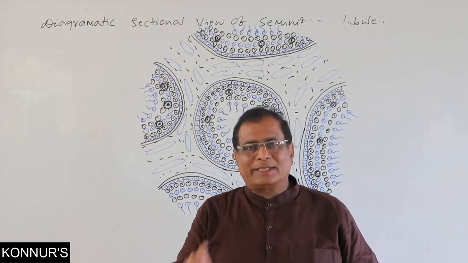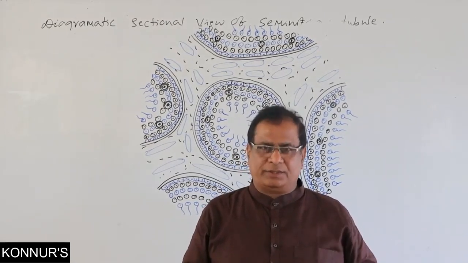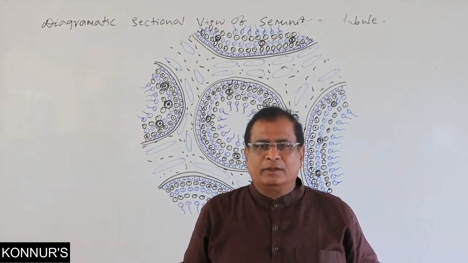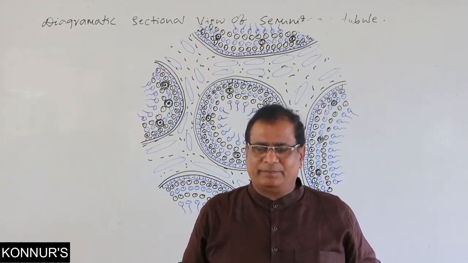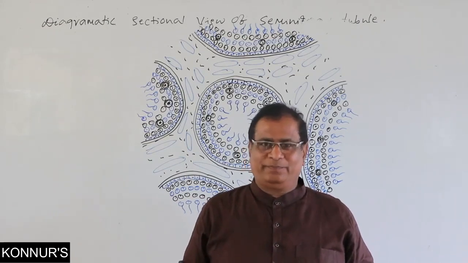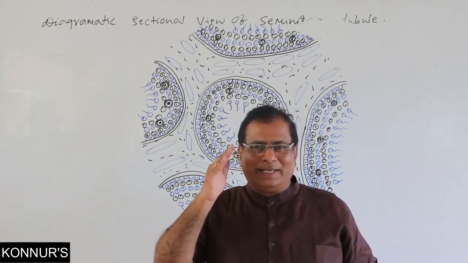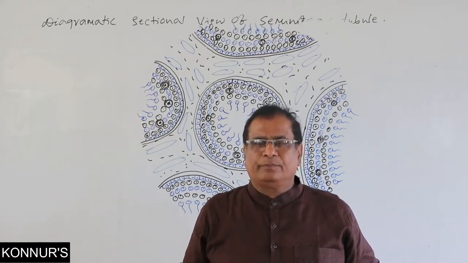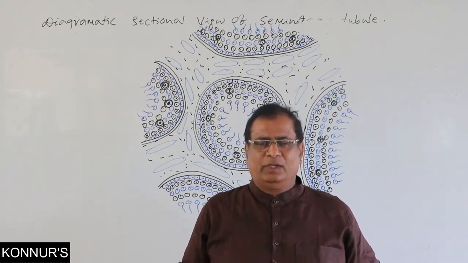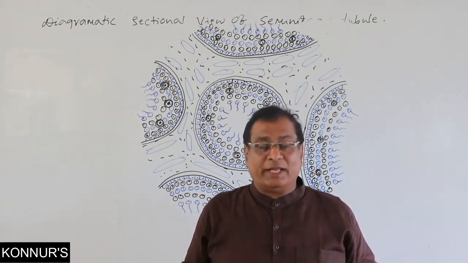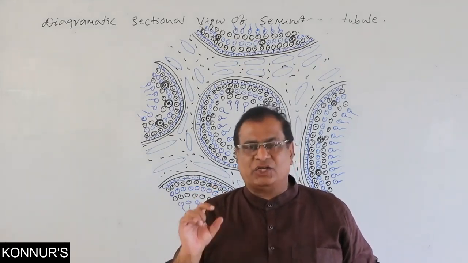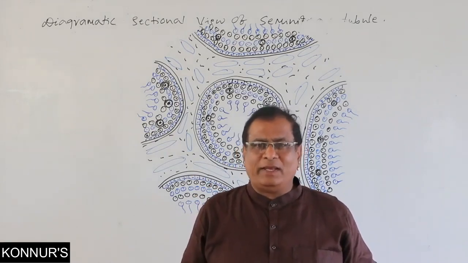While dealing with testes, we have mentioned there are 250 compartments in testes. Those are named as testicular lobules. In each testicular lobule, there are around 1 to 3 seminiferous tubules. Now it's time to study a diagrammatic sectional view of seminiferous tubule.